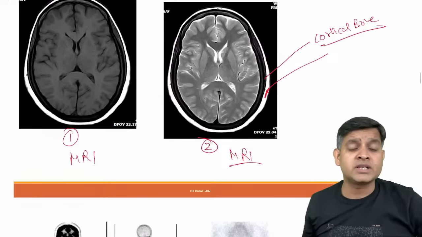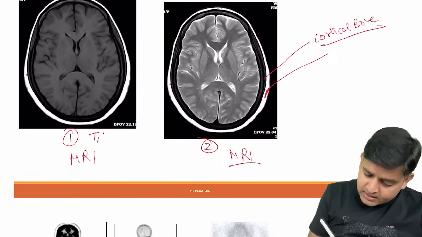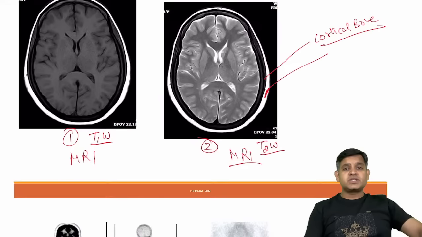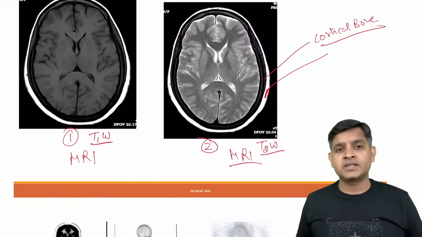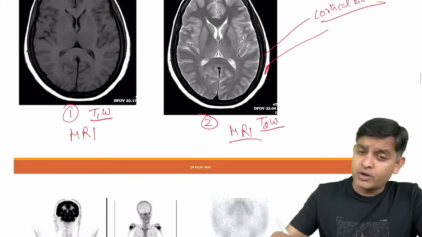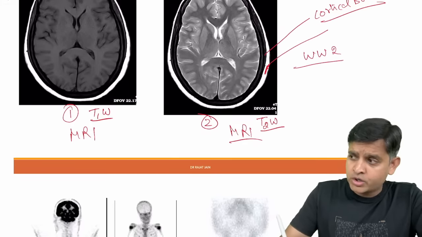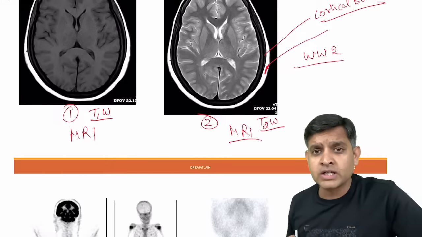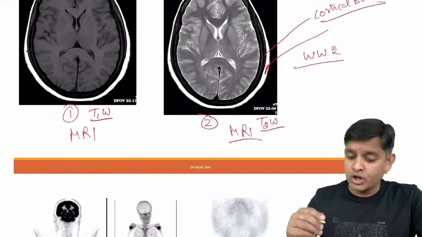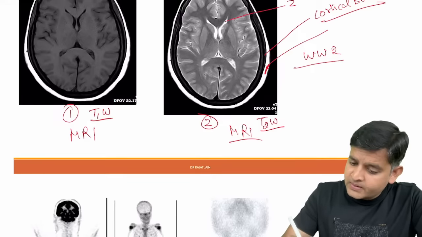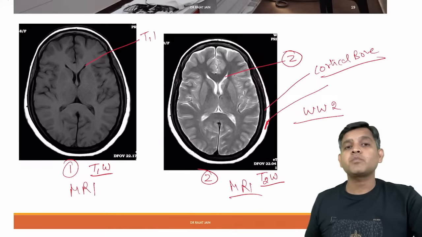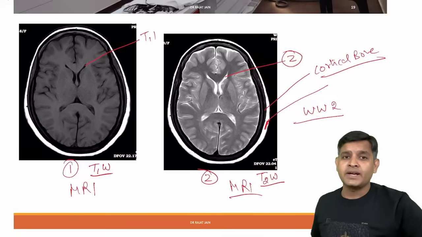If both are MRI, then what is the difference between them? Please remember, the first image is a T1 weighted MRI and the second image is a T2 weighted MRI. How do we remember the difference? World War II. Water is white on T2. Look at the CSF. CSF is so white, so this is T2. CSF is so black, so this is T1. World War II: water is white on T2.